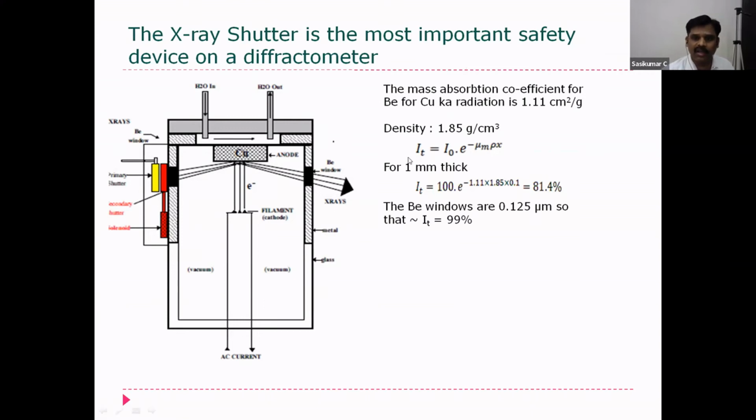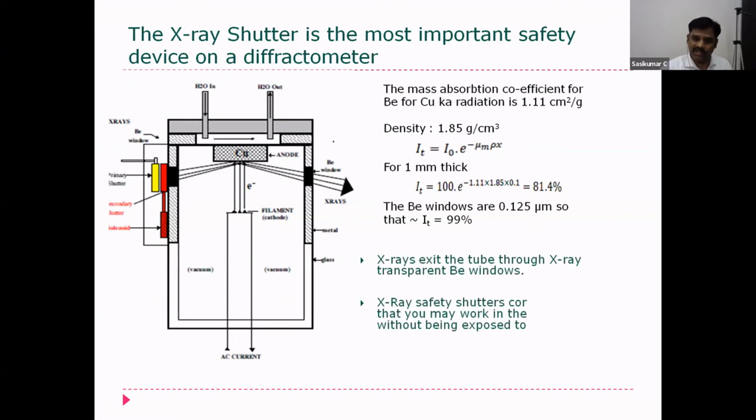If I am using copper, I need 1 mm thickness, but still I am able to absorb only 81% of the X-rays which are coming out. And if you are using beryllium, even 0.125 micron will stop 99% of X-rays coming out from your X-ray tube. So it is already carefully designed. X-ray equipment is very carefully designed, but still one has to be careful when working with X-rays.